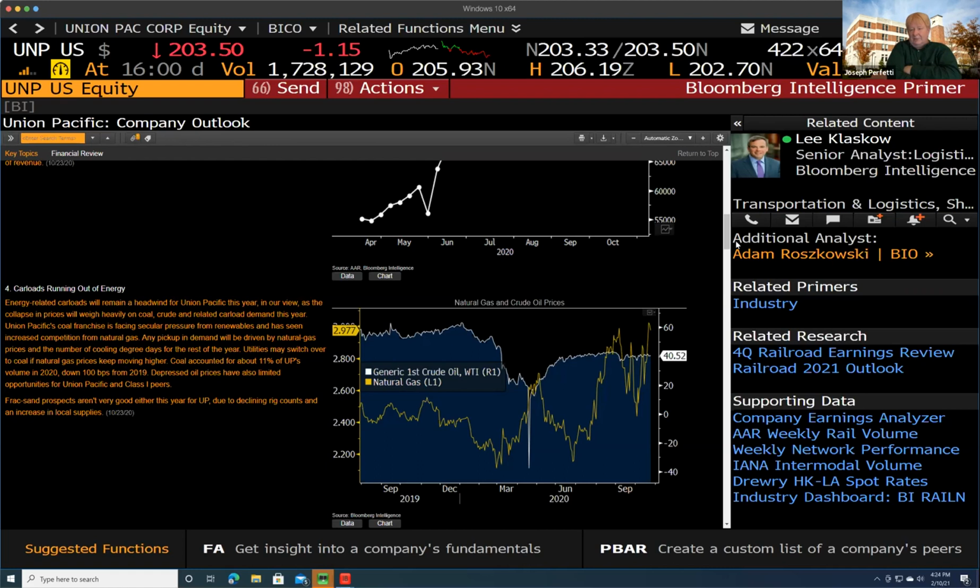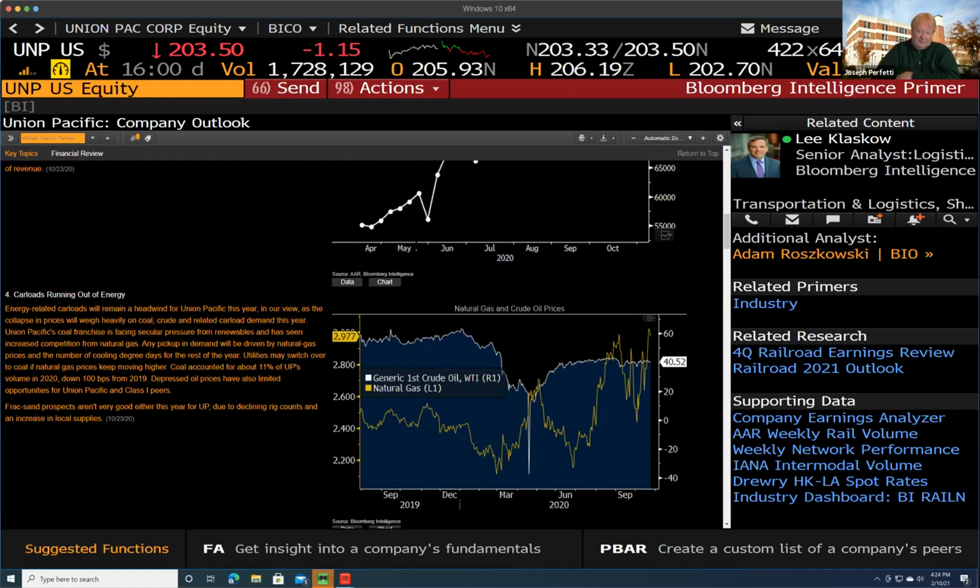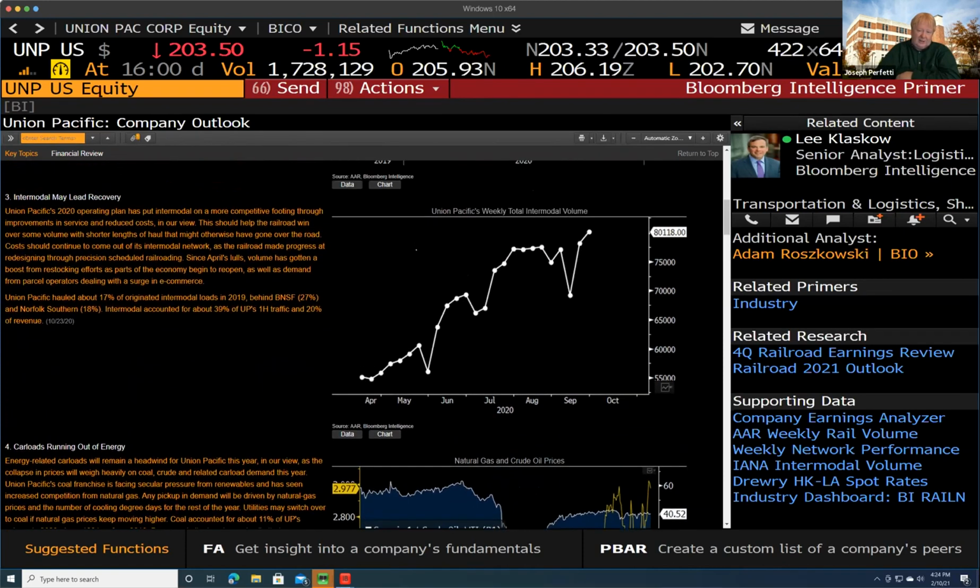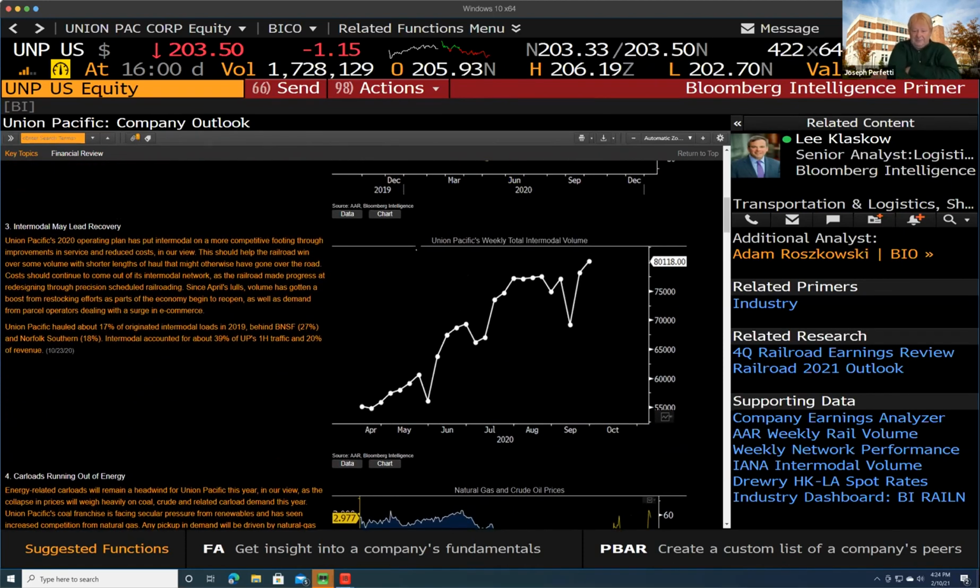So does anybody know what intermodal is? Another macroeconomic change in the industry. Is intermodal competition between the different modes, or is it within? No, it's between the different modes, right?